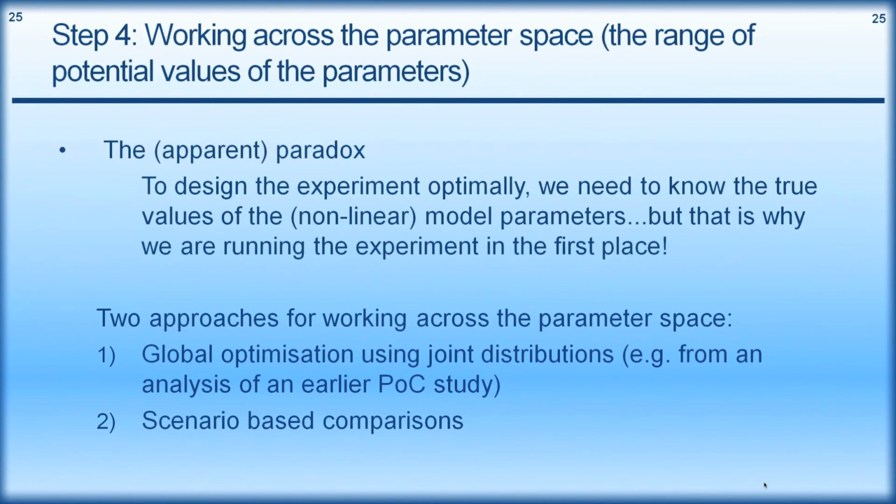The way that we approach this is that we think about the performance across different potential values for those parameters. The first way is with global optimization, using a joint distribution of those parameters. So we don't just say that the Emax is 1, but we say, well, we think the Emax is 1 and it follows this distribution. Or the ED50 is 10 and it follows this distribution. Perhaps it's low or perhaps it's high, and we look at the performance across that distribution. And the other alternative is to look at scenarios.